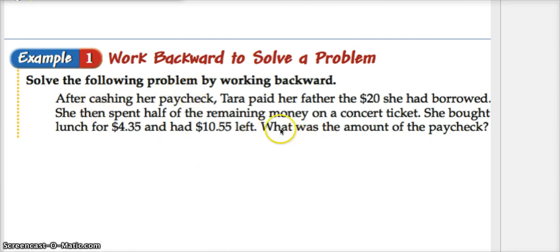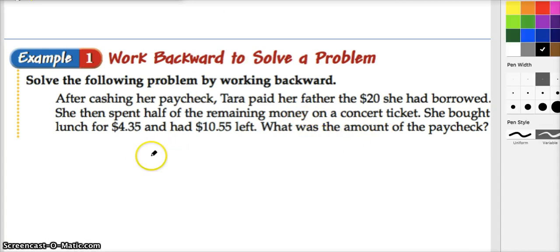So here's the story. After cashing her check, Tara paid her father $20 that she borrowed. Then she spent half of the remaining money on a concert ticket. She bought lunch for $4.35 and then had $10.55 left over. What was the amount of the paycheck? So we can work backwards. We should start off with the amount that she had left over.